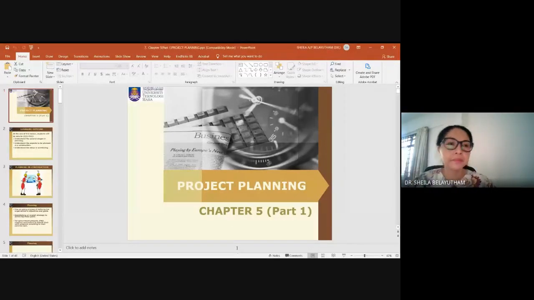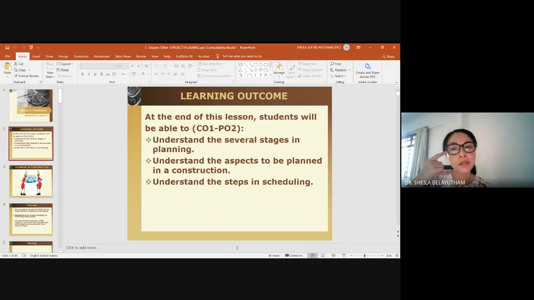All right, so let's continue to the next topic, which is on project planning. Everyone can see the slide. The next topic is quite long. It's the heart of project management. You have project definition at a very initial stage, and after that a lot to do with planning. Planning is done by all parties having interest in a project. At the end of this lesson, you should understand there are several stages in planning, what needs to be planned in construction, and the steps in scheduling. This will lead you to the construction critical path method and so on.